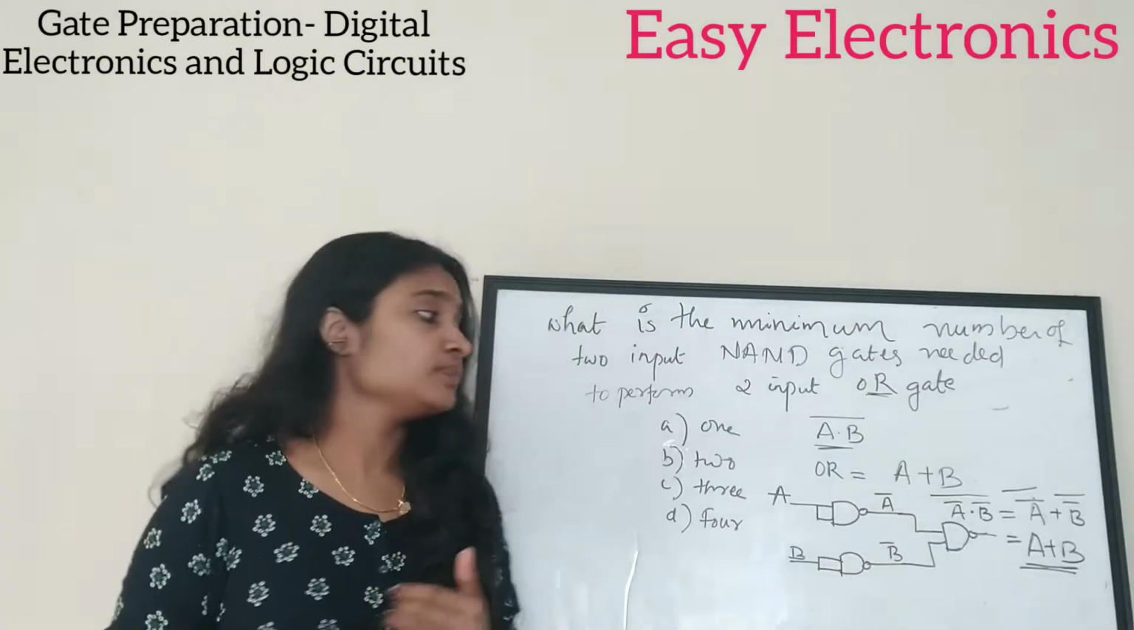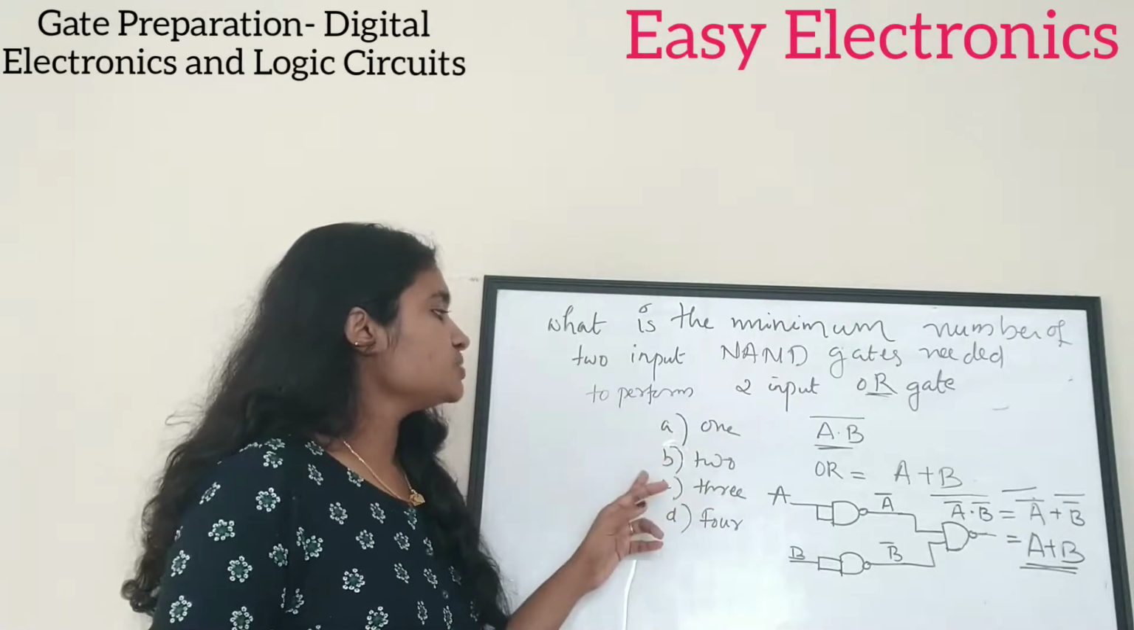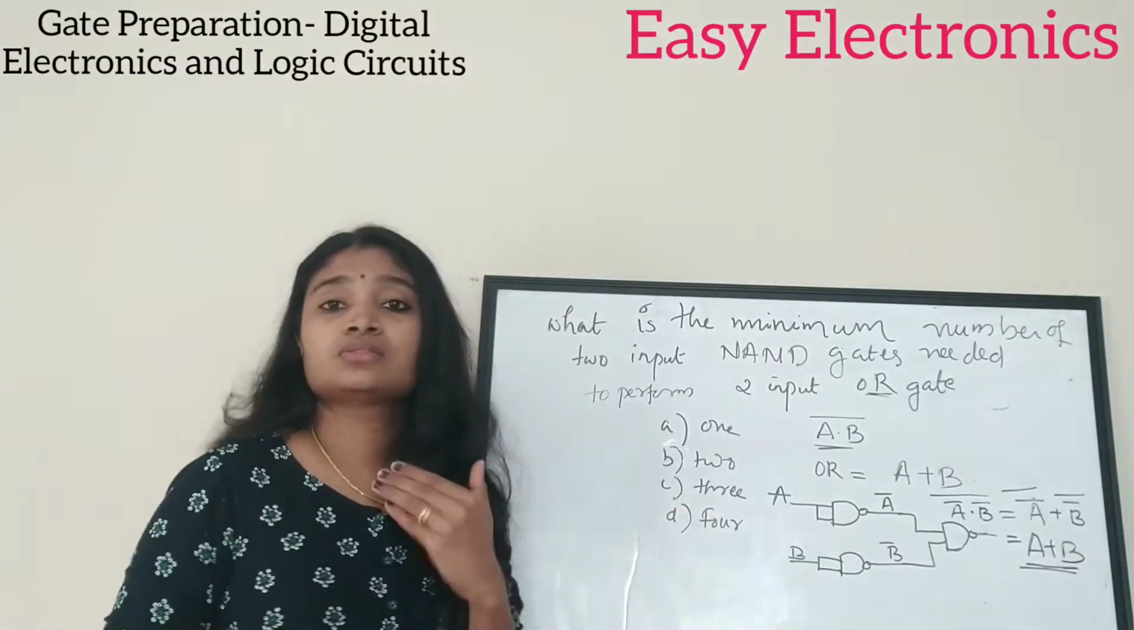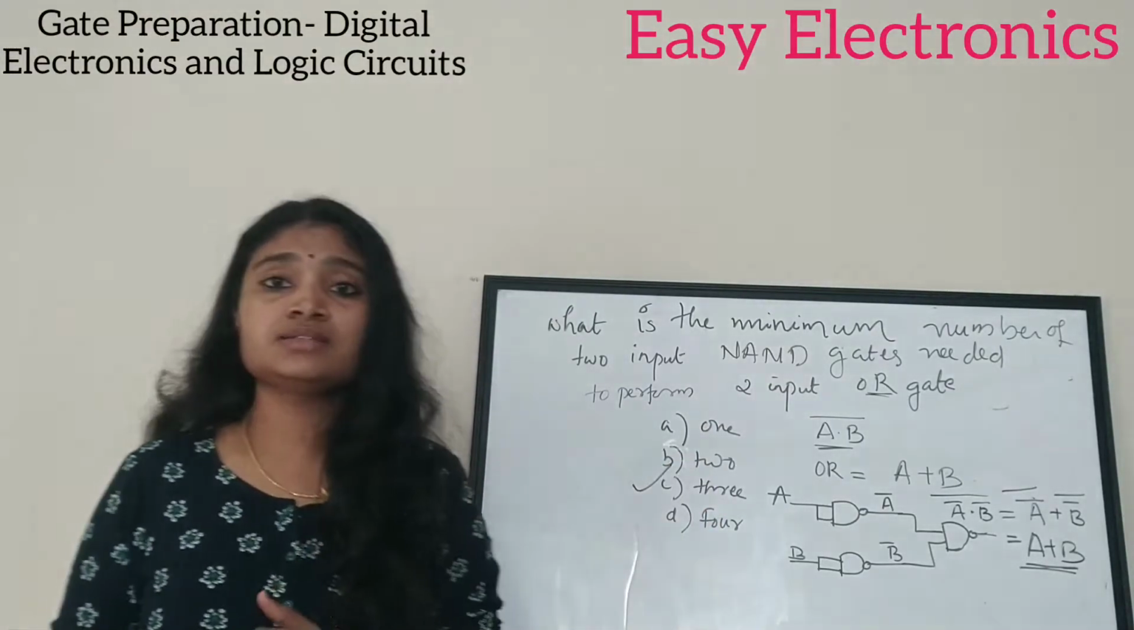It is 3. So here the options given are option A 1, option B 2, option C 3 and option D 4. So you require only 3 NAND gates, which is option C. So option C is your correct answer.